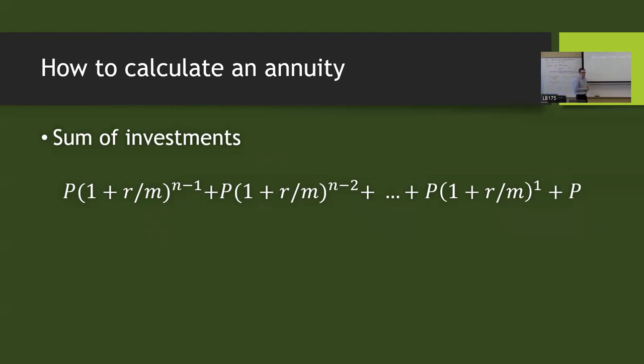In general, how we're going to calculate an annuity is it's a sum of a lot of different investments, okay? And each investment, if we did this yearly for 15 years, the first one is going to earn interest for 14 years, second one's going to earn interest for 13, then we're going to earn interest for 12, 11, 10, 9, you guys get the point.